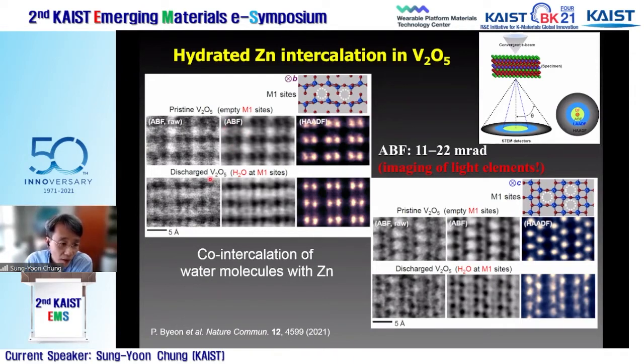So the second example is the hydrated zinc intercalation, which means the zinc intercalation together with the water molecule. So you can see there's no contrast at all. But in ABF, you can see the black contrast in the interstitial site, which means that is the water, H2O. So the overall Z number is very low, so in this mode, this cannot be imaged. But in the ABF, you can see very clearly the presence of water molecules in the interstitial site.